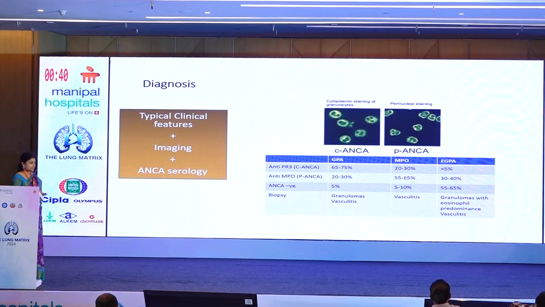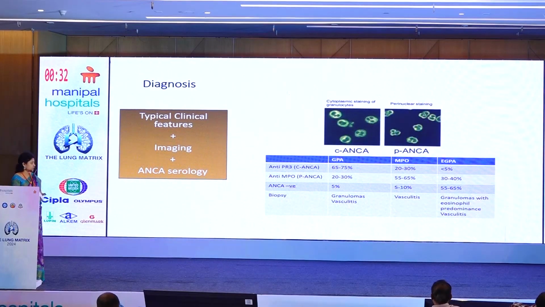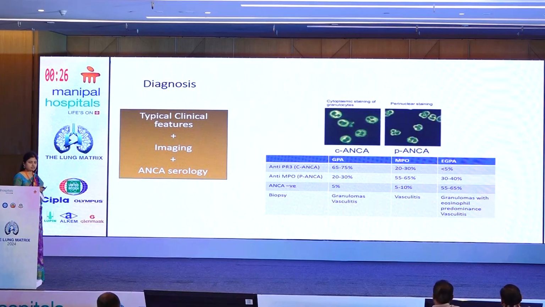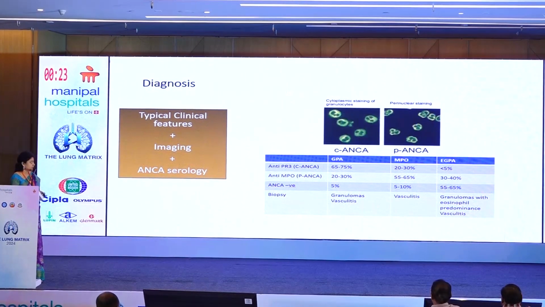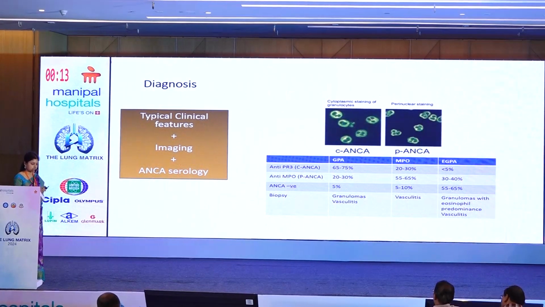So anti-PR3 antibodies are more common in GPA, 75%. Anti-MPO are more common in microscopic polyangiitis, 65%. And around 5 to 10% are ANCA negative in GPA and MPA. In such cases, we diagnose them based on their biopsies. And in EGPA, the ANCAs are usually negative in 65% of the cases because they have predominant allergic symptoms and eosinophilic symptoms rather than vasculitic symptoms.